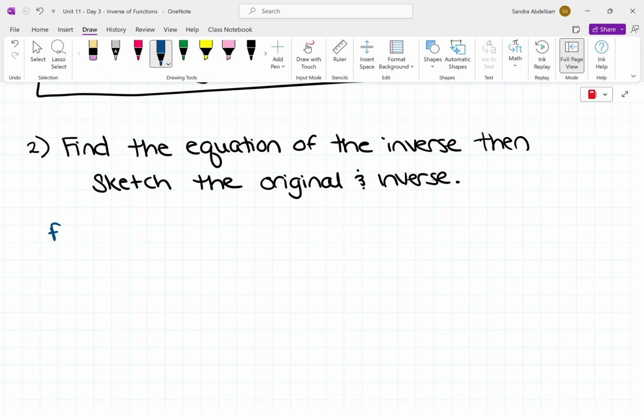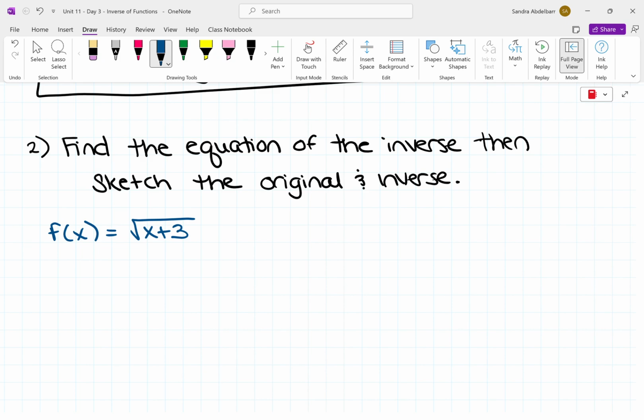All right, let's look at the first one. Or number 2, I should say. F of x is equal to the root of x plus 3. What is this? What does it look like if we graph it? It's a shooting star. Absolutely, this is a shooting star.